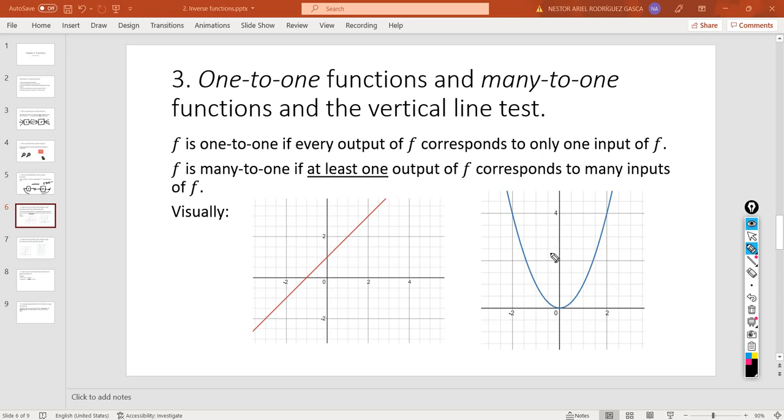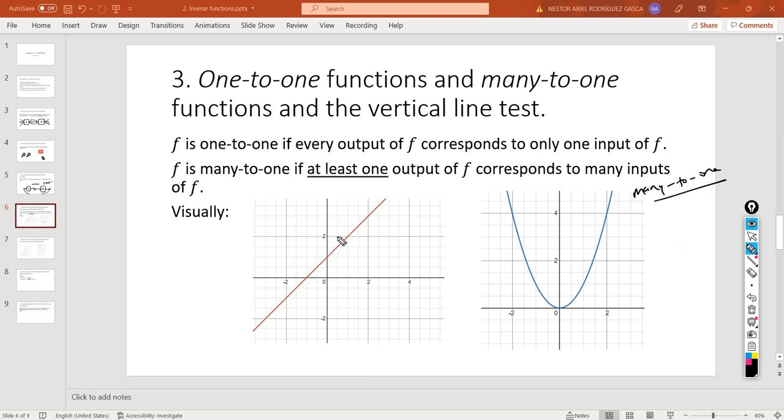Let me ask you this. Is this a function? Yes, it is, because it passes the vertical line test. Perfect. This is a function. What type of function is this? Is it 1 to 1 or many to 1? By now you should agree that this is many to 1. Many to 1.